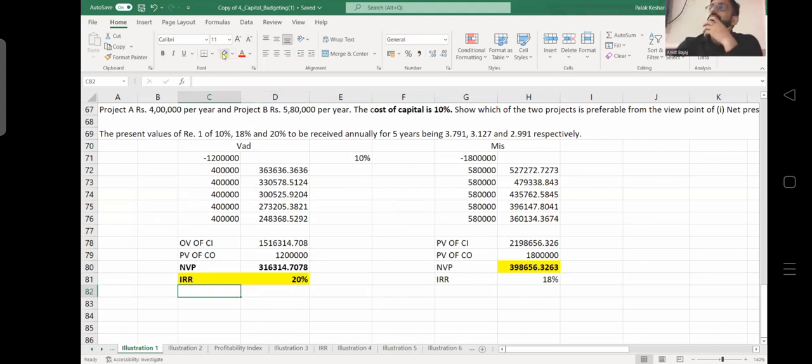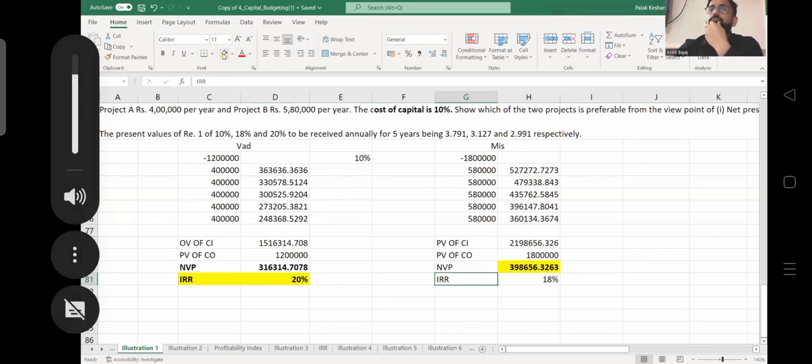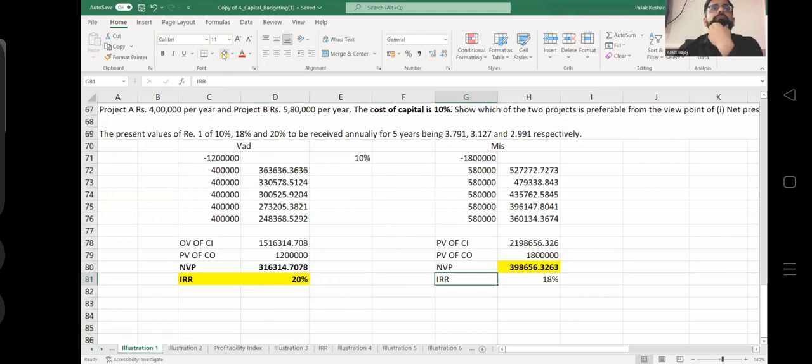Now, which method will you select to decide which project to choose? IRR or NPV? Why IRR? But here NPV is more. Outflow is more. That is the reason investment is more.